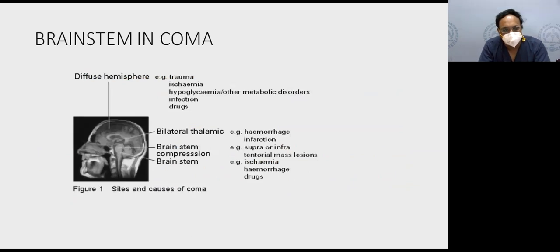Now the brainstem in coma. The most common causes of coma are involvement of the hemispheres, and involvement of the thalamus and brainstem compression. Diffuse hemispheric causes may be trauma, ischemia, hypoglycemia, and bilateral thalamic causes can be hemorrhage and infarction. Brainstem compression may be due to supratentorial or infratentorial mass lesions.